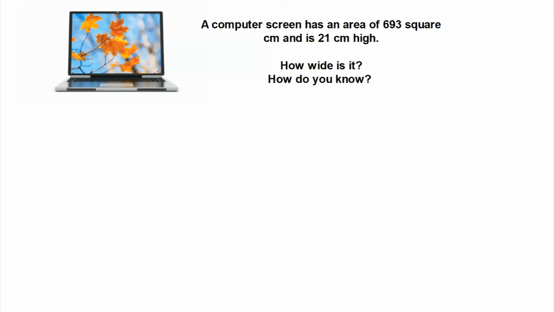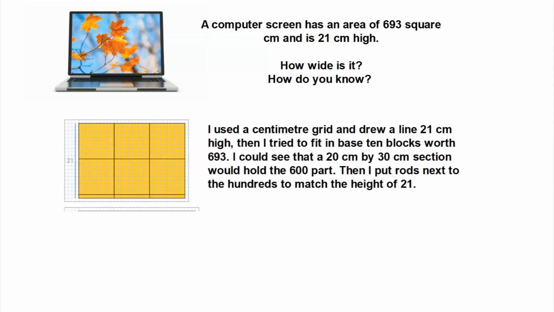A computer screen has an area of 693 square centimeters and is 21 centimeters high. How wide is it, and how do you know? I used a centimeter grid and drew a line 21 centimeters high. Then I tried to fit in base 10 blocks worth 693.